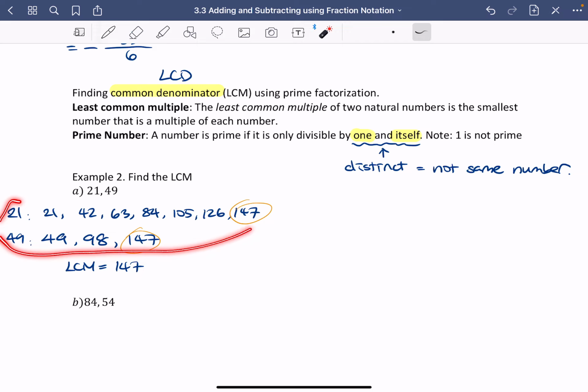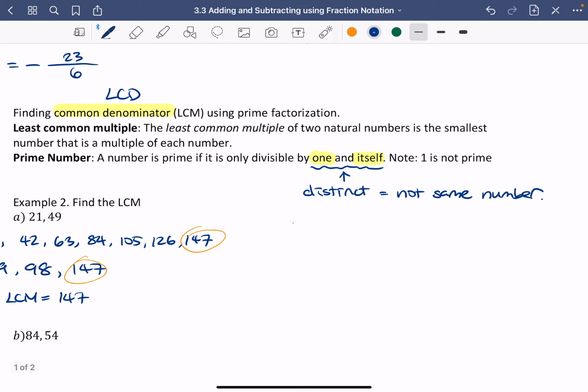This method is okay with smaller numbers, but with bigger numbers, it's very hard to find all the multiples, especially if you have more numbers. Let's say you have 3 numbers that you're trying to find the lowest common multiple of. Okay, so that's one method. And another method is to use prime factorization.